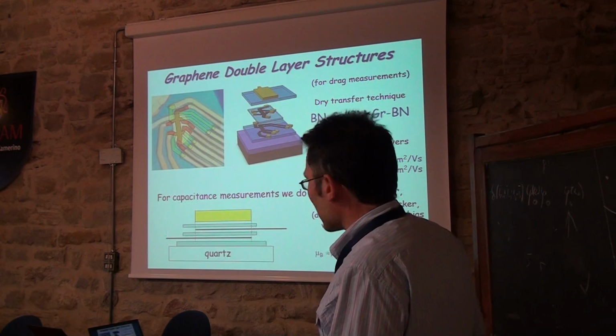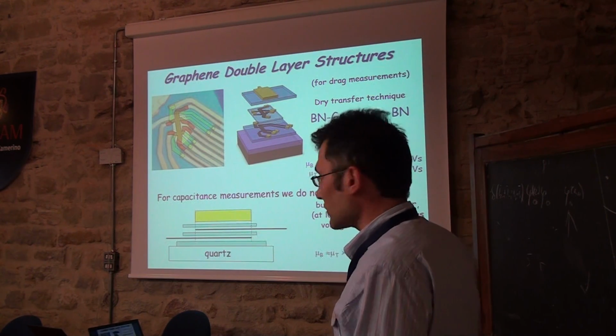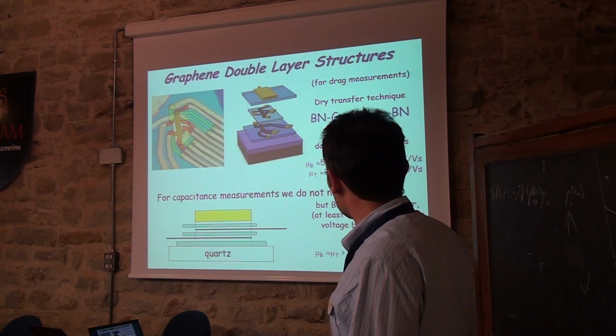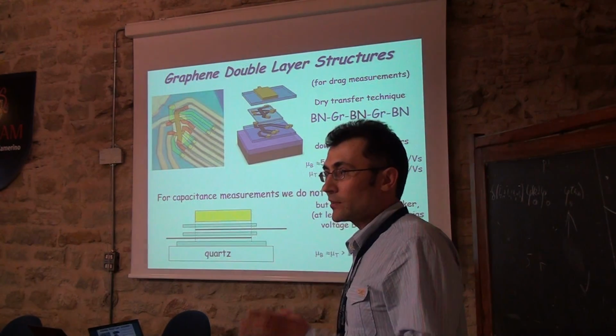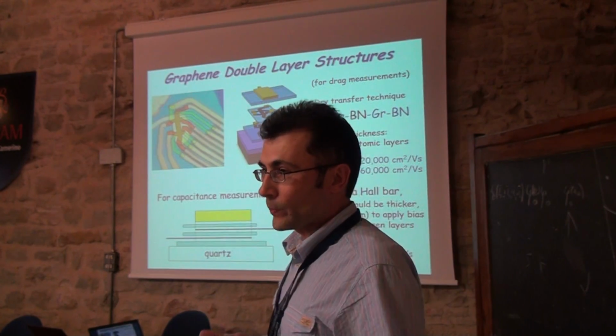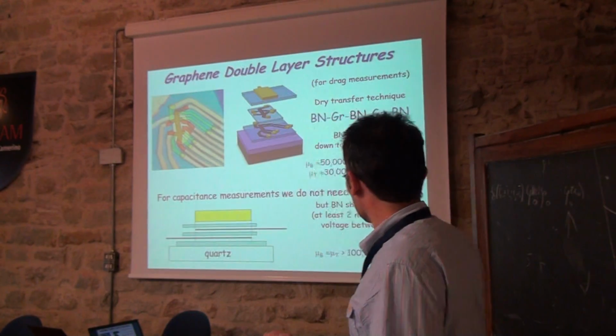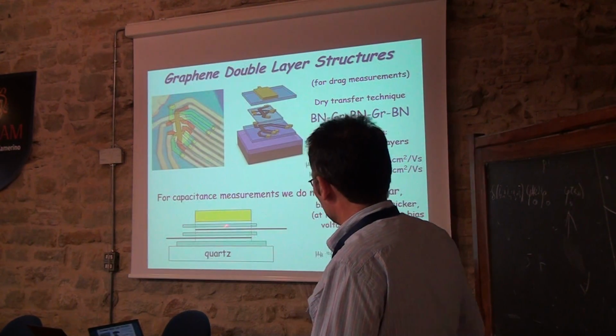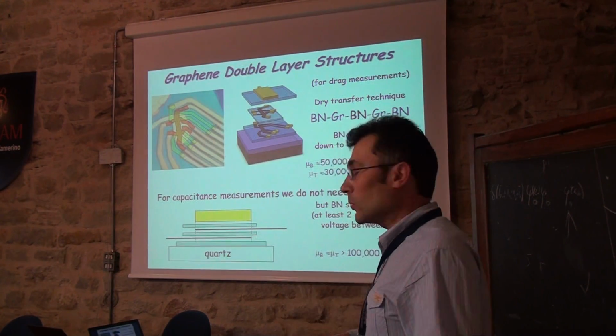For capacitance measurements, the structures are even simpler. This structure for drag measurements is rather complicated. It actually takes about 3 months to complete the whole structure. It really requires a lot of time. While for capacitance measurements, we just need flakes. We don't need whole bars.